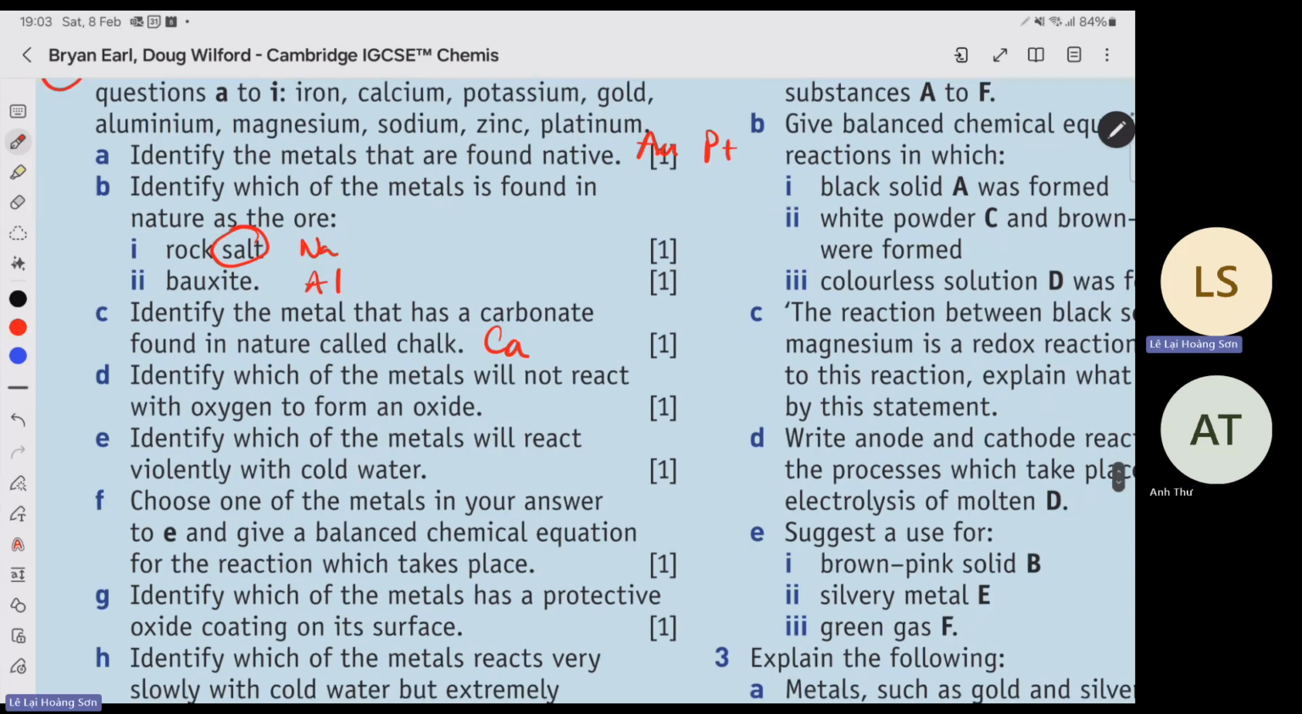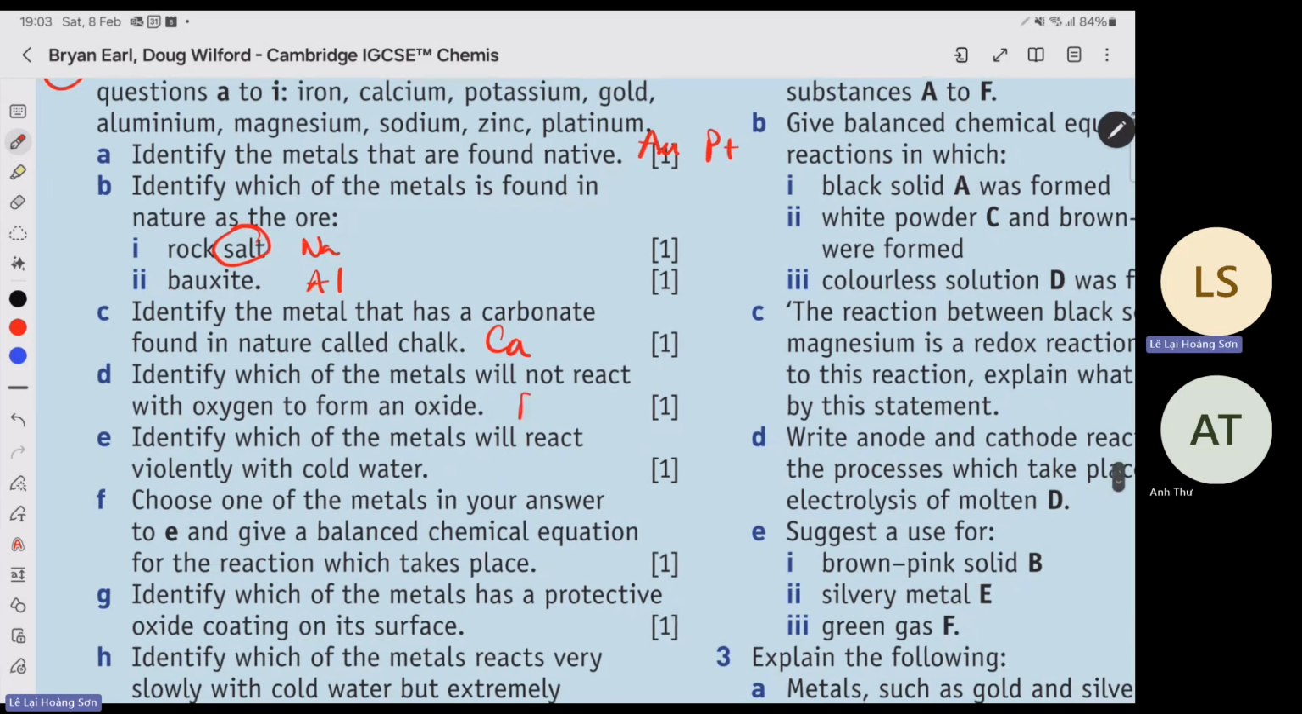Metal that will not react with oxygen to form oxide. Platinum. What else? For this question you only need to list one, right? But I want you to list as much as possible. How about gold? Yeah, we can also have gold over here, right?